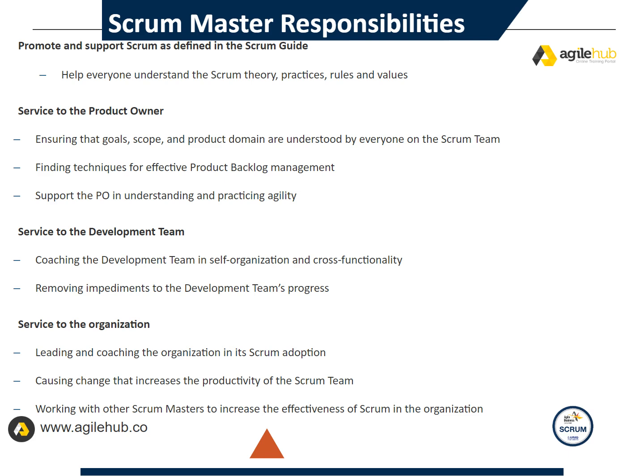Service to the development team. Coaching the development team in self-organization and cross-functionality. Removing impediments to the development team's progress. Service to the organization. Leading and coaching the organization in its Scrum adoption, causing change that increases the productivity of the Scrum team, working with other Scrum Masters to increase the effectiveness of Scrum in the organization.